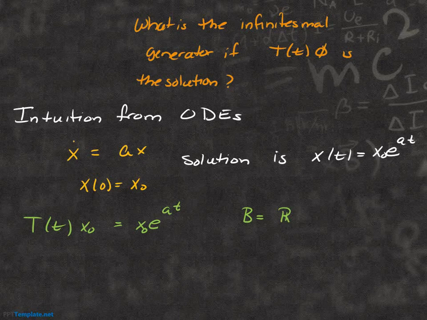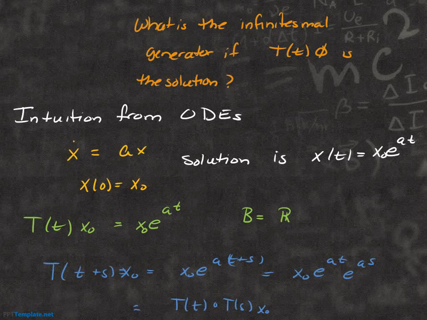If I set T of t to be that solution, guess what? I've got the identity and the group property satisfied by the exponential, with laws of exponents. So if you ever teach Calc 2, you can say, today I'm going to teach you semigroups of linear operators.